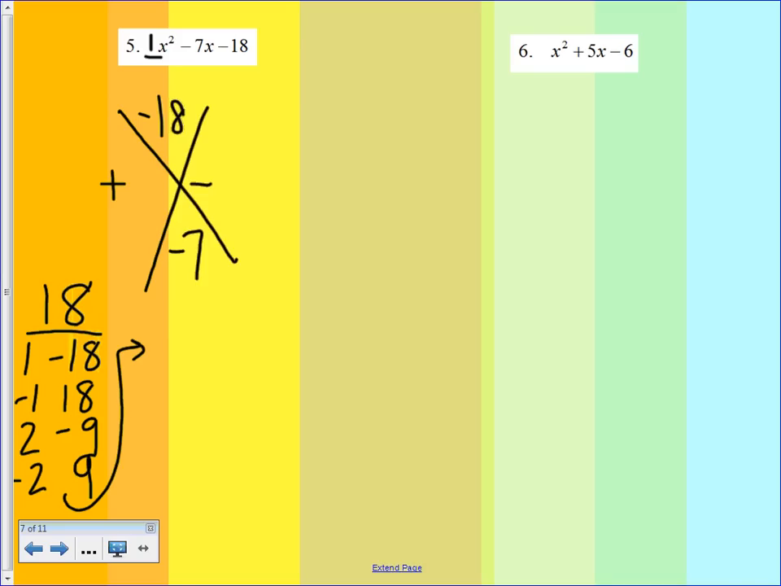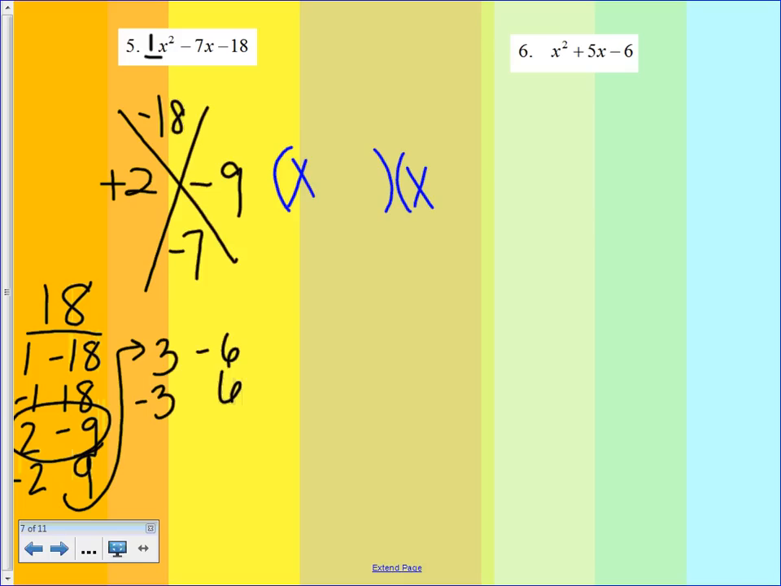I'm going to continue up here. 3, negative 6, negative 3, 6. So if you notice, we need to figure out which one adds to negative 7, and that's this one right here. So I have a positive 2 and a negative 9. Now, once I've filled out my x, I can go ahead and write out my parentheses to make my factors. So I have x, taking two parentheses, bring over the plus 2 and the minus 9. Make sure you put those signs in. Don't just make this right here x2. It needs to be x plus 2.